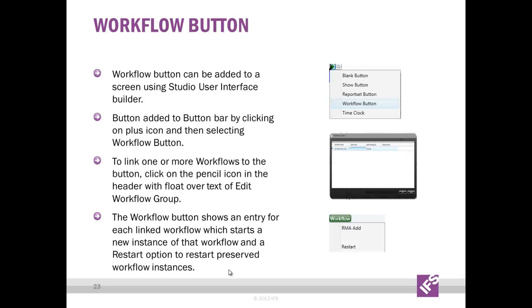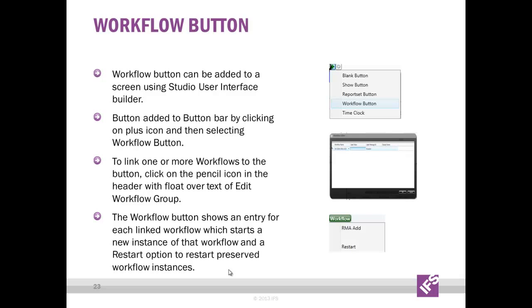You can also add a workflow button to a screen via the Studio User Interface Builder. You do that by going to the header and clicking on the green plus icon in the button bar, and then picking Workflow button. Once you've added the button, you need to link workflows that can be executed from that button. You do that by going to the 3rd pencil icon in the header area, and the float over that will say Edit Workflow Group. From that little screen, you can add a number of workflows that can be executed by that button, and whatever labels you want to use for when it shows up.